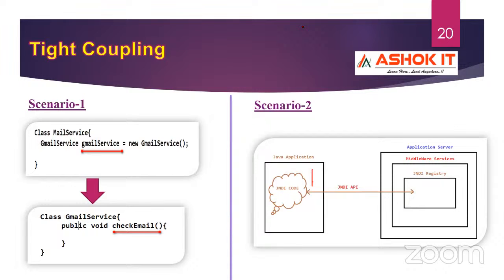Hope you are comfortable about this slide of information. What is the problem with scenario one? Right now the mail service class is used to send emails by using Gmail or Yahoo Mail or any kind of Hotmail. But as of now, my mail service has decided to send the emails via Gmail or Yahoo Mail. Can you please confirm?